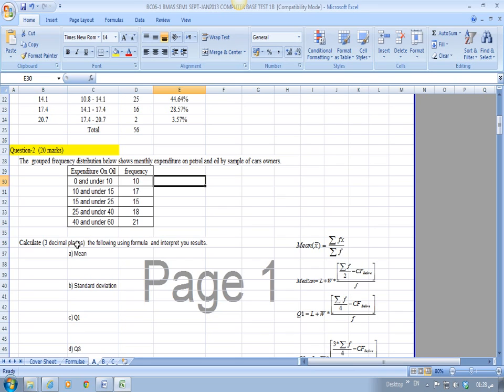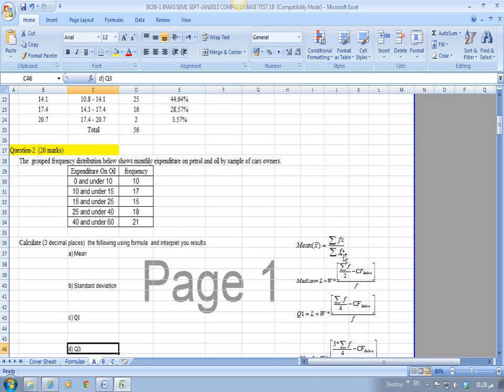It means that we want 3 decimal places for the following, using the formula, and interpret your results. That means we want to calculate the mean for this, and then the standard deviation, Q1 and Q3. Here is the formula for the mean. It is sigma fx divided by sigma f.